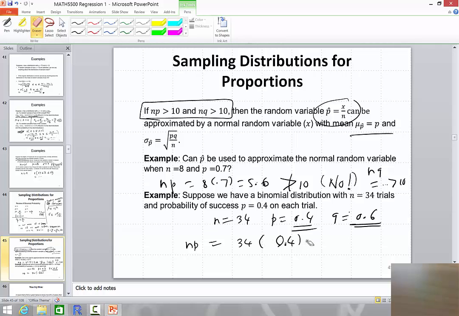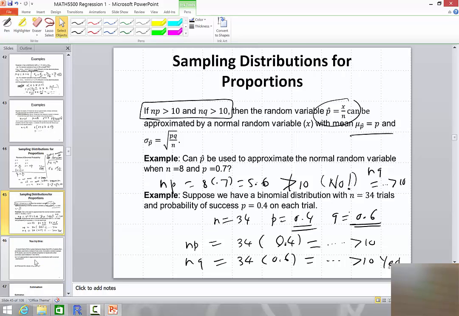So 34 times 0.4 is equal to whatever this comes to, bigger than 10. You can try. And then n times q is 34 times 0.6. This also comes to something bigger than 10. Then you'll answer yes, p hat can be used to approximate the normal random variable in this case. Okay, 45 we did. We'll go to 46 now.